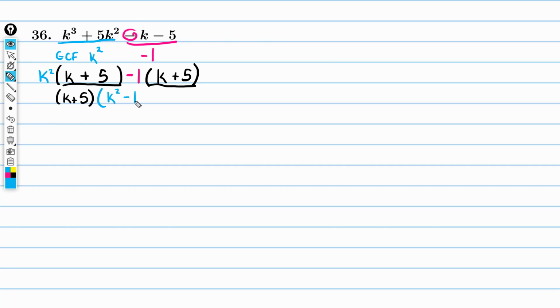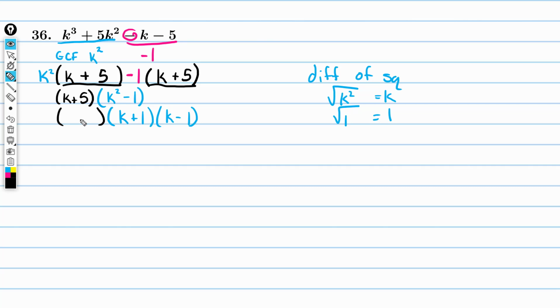k squared minus 1. So I have a subtraction, so I need to check and see if I do have a difference of squares. Can I take the square root of k squared? Gives me k. Can I take the square root of 1? That gives me 1. So that means I have k plus 1, k minus 1 based upon that. And then the k plus 5 just gets brought down.